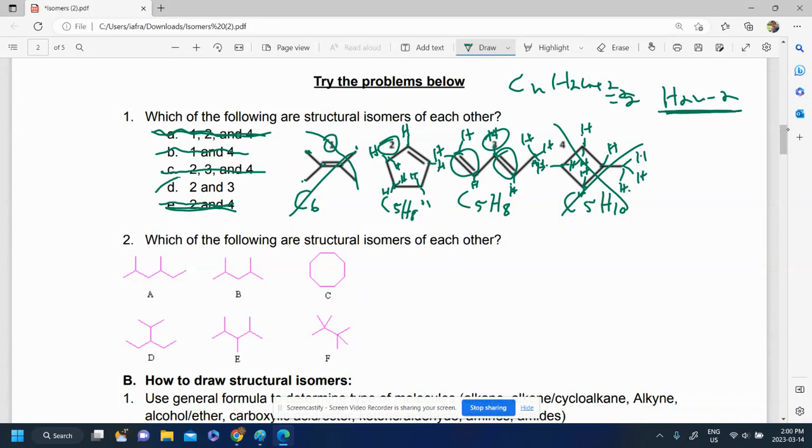So it's not 2 and 4, it's D, 2 and 3. And so that's how you would solve a problem like that. But notice you do want to develop a strategy to go more quickly through this. Sometimes you don't have to do the entire problem.